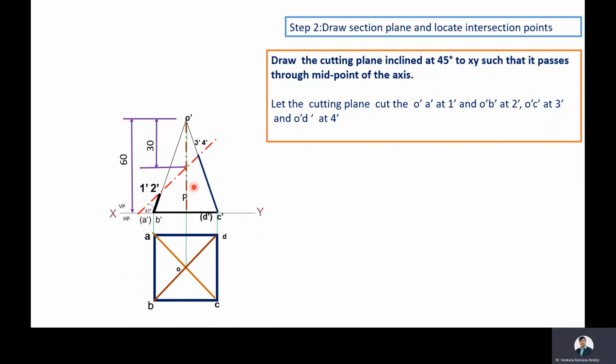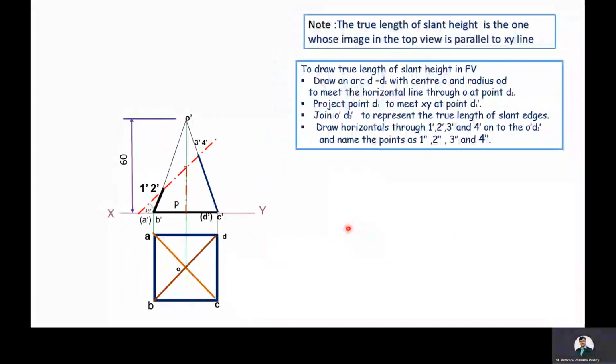Our objective is we need to develop the lateral surface of a truncated square pyramid. For developing the lateral surface of a truncated square pyramid, say part P of the square pyramid, what we need to do? We need to draw an arc with a radius equal to the true length of the slant height of a square pyramid. Here, the true length of the slant height of a square pyramid is the one whose image in the top view is parallel to the xy line.